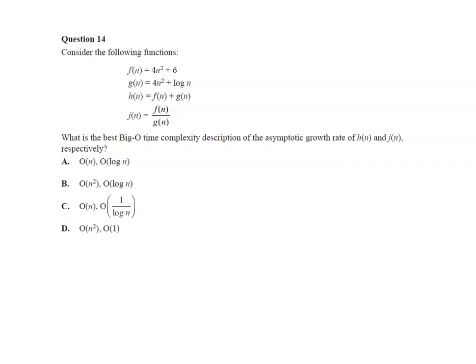A tricky little time complexity question here. I think most people will get the first one correct. So we want to add together f of n and g of n. So we'd have 4n squared plus 6 plus 4n squared plus log n.